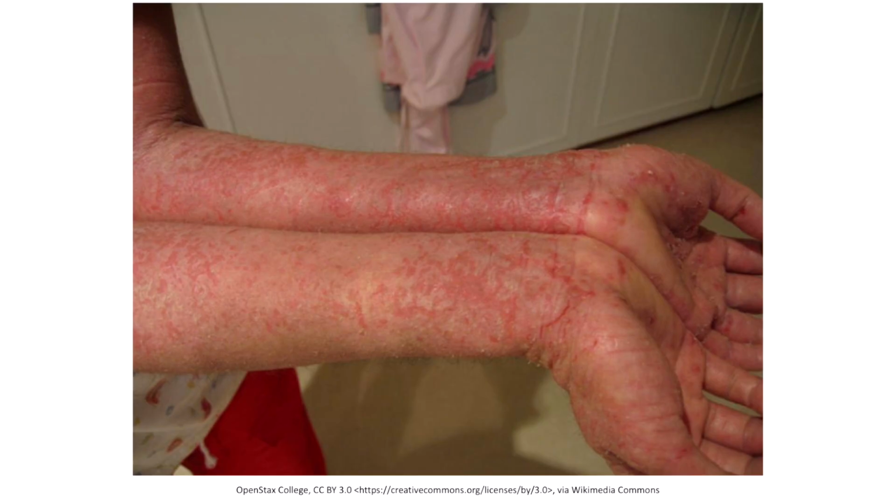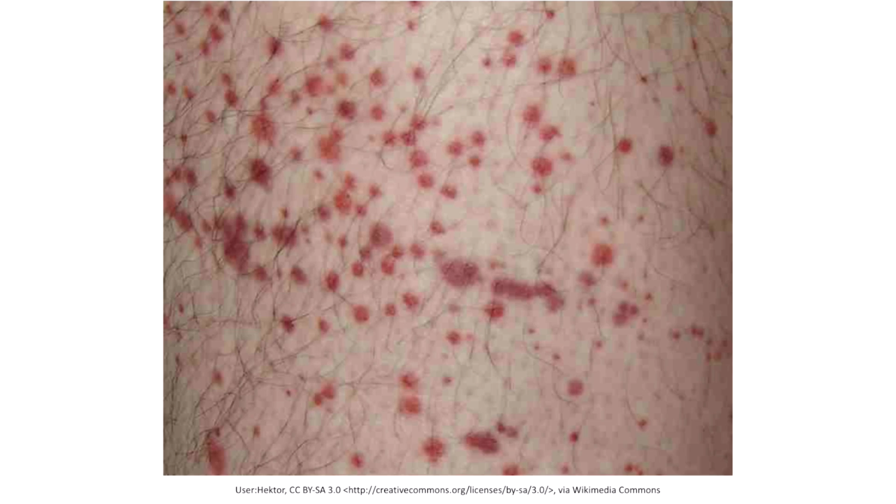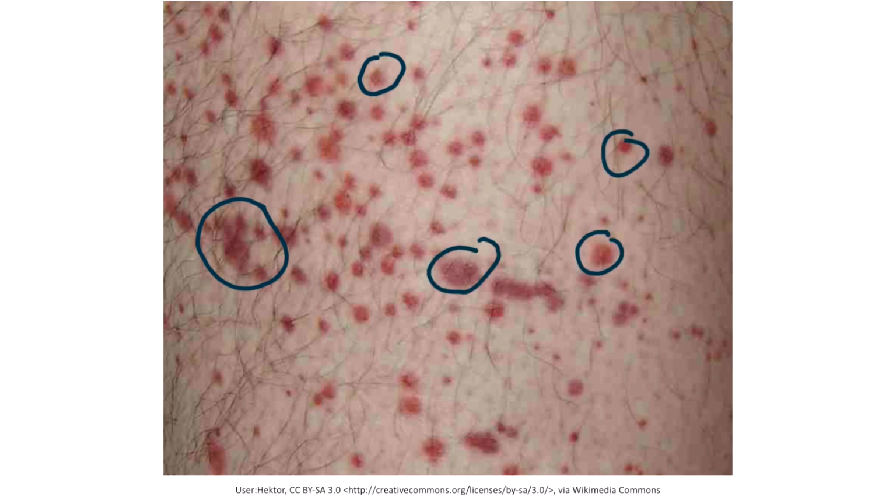Here's an image of eczema that may be seen in patients with Wiskott-Aldrich syndrome. Note its characteristic erythematous appearance on the forearms and wrists. Here's an image of petechiae and purpura that may manifest in patients with thrombocytopenia. Note these characteristic erythematous dots and circles over the patient's skin. Notably, petechiae and purpura do not blanch with pressure.